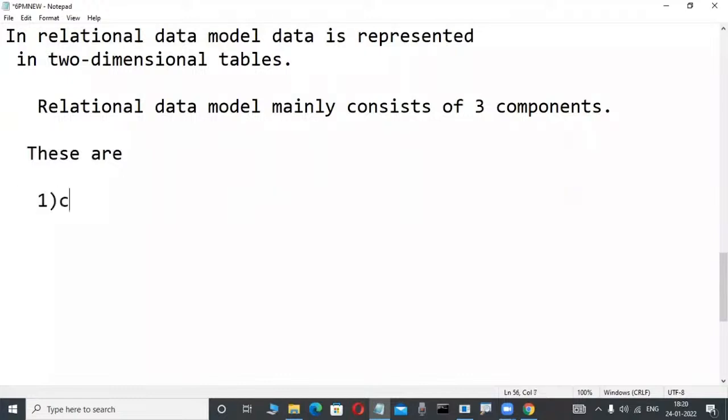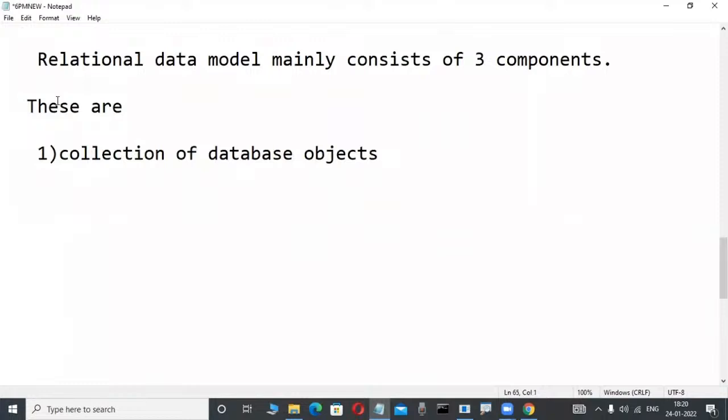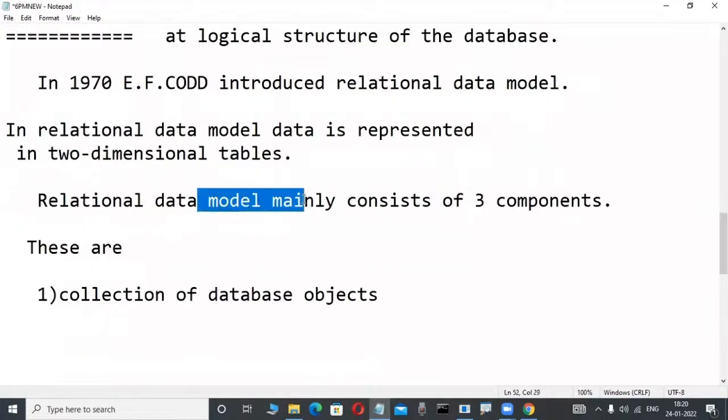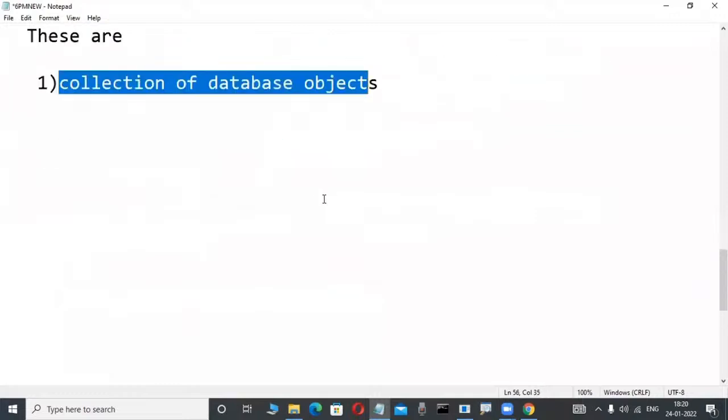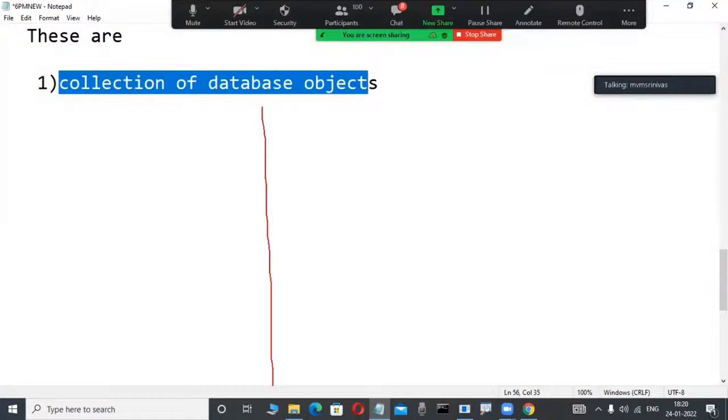The first one is a simple collection of database objects. In software like Oracle, SQL Server, and DB2, a collection of database objects is available. That is what we learn daily. The relational data model mainly consists of three components, and the first is a collection of database objects. This is dead easy. Even a first-time newcomer can understand.